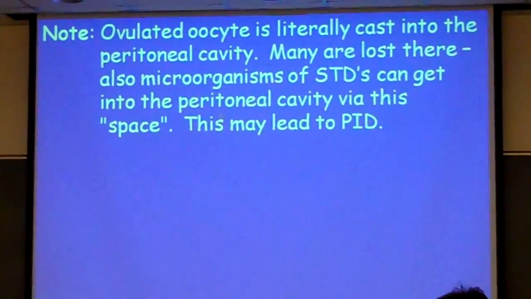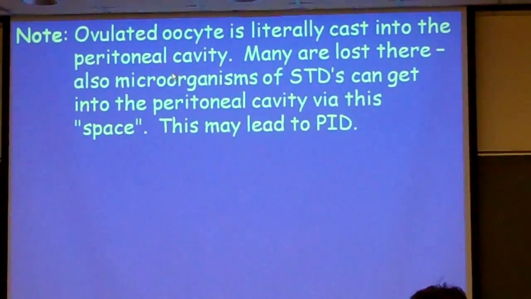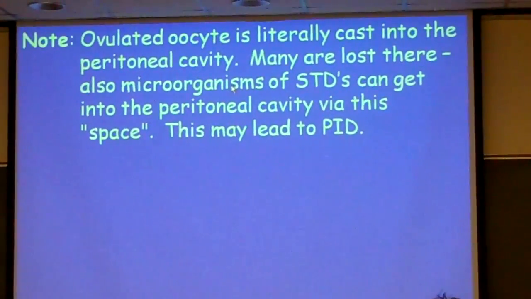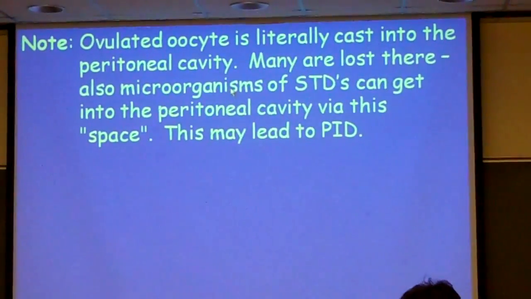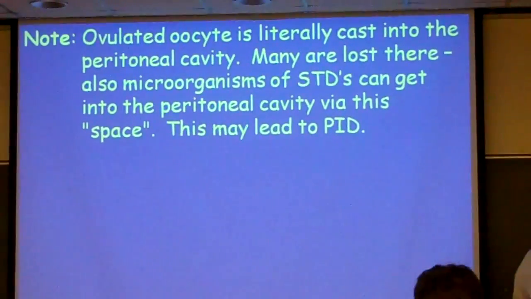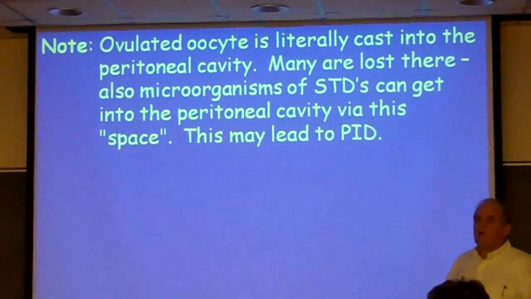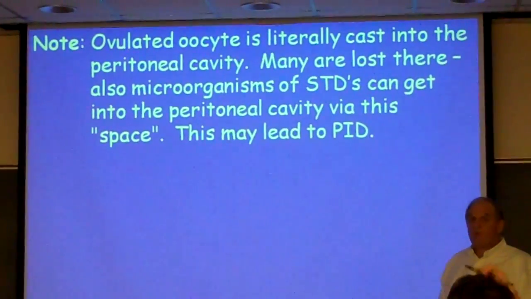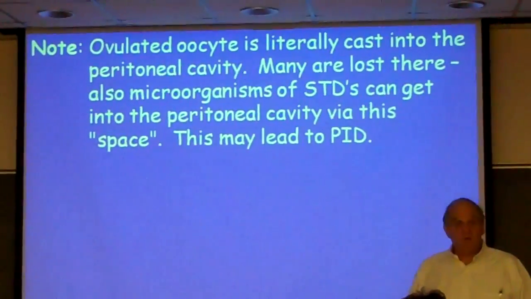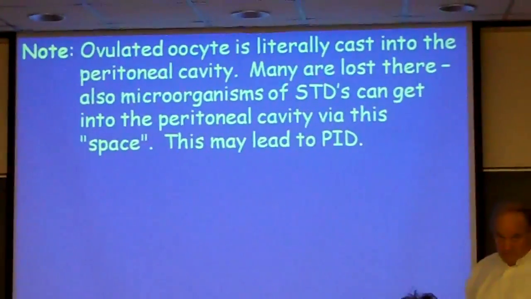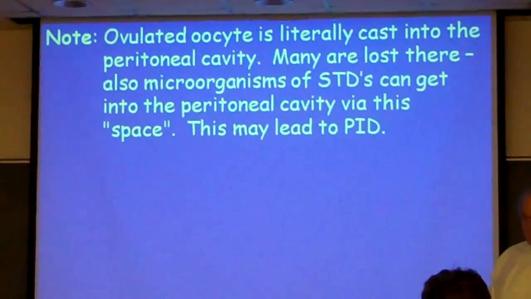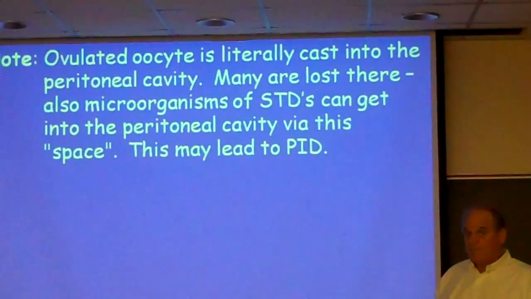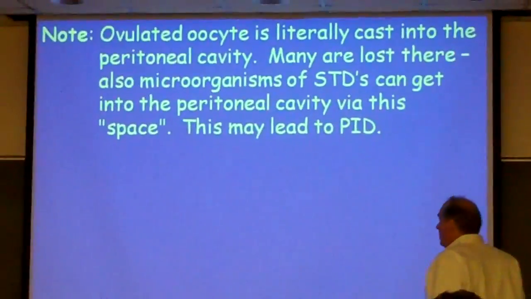All right. The ovulated oocyte is literally cast into the peritoneal cavity. Many are lost there. Also, microorganisms of STDs. How many of you have heard of pelvic inflammatory disease? PID. You ever heard of that one before? In other words, these organisms, like Trichomonas vaginalis. Trichomonas vaginalis is a sexually transmitted protozoan disease. Neisseria gonorrhoeae is a bacterium. Treponema pallidum is a bacterium. Okay? And chlamydia is a bacterium. The most prevalent sexually transmitted disease right now is chlamydia. That's the one that's out there, pretty much.